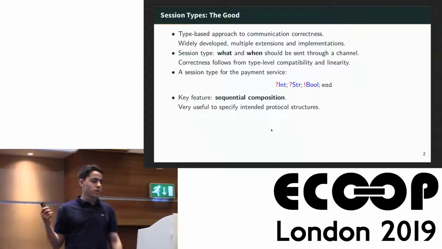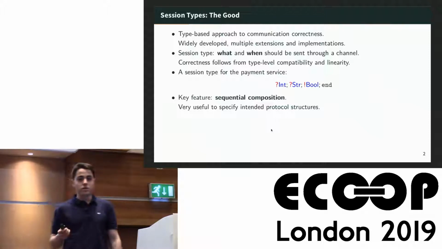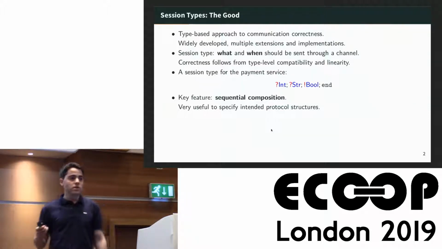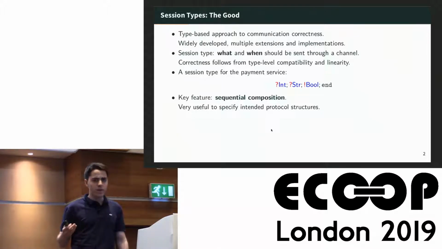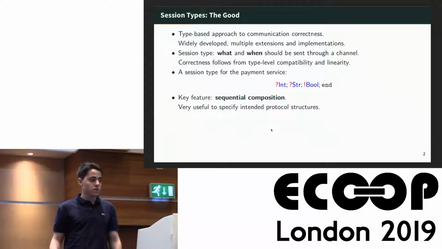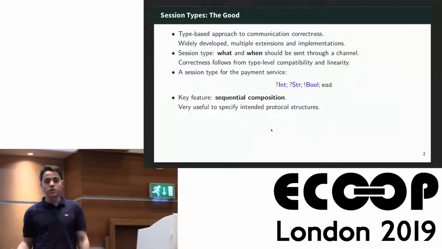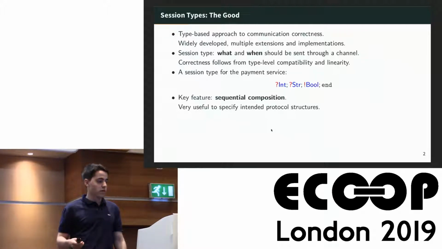Correctness follows from type-level compatibility, that is, duality of endpoints of communication channels and linearity of the actions of a session. So if we want to type a payment service endpoint in its communication with the buyer, we can attach this type to the communication channel. This is the payment service's viewpoint of the channel. It first says that it expects to receive a message of type integer, then string, then as the answer it sends a boolean, and then finally this channel terminates, so it's not capable of doing any more actions.